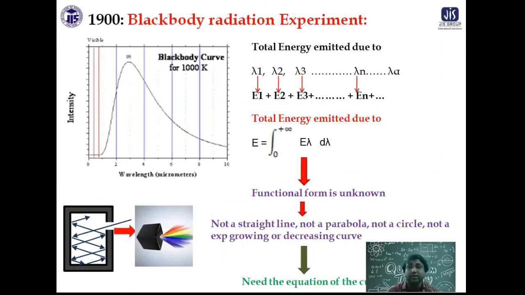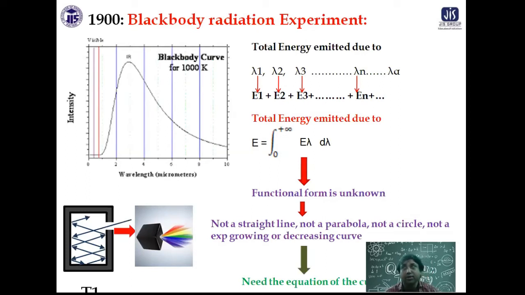So total energy emission means you have to do an integration like that, where you integrate a function E lambda. The problem was that in those years, the correct form of E lambda was not known, because it was an unknown graph to the scientists. It was an experimental graph. So various proposals were made, and the correct proposal was made by Max Planck.